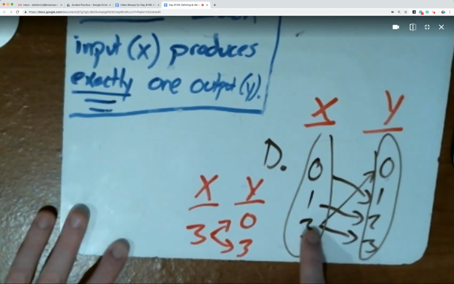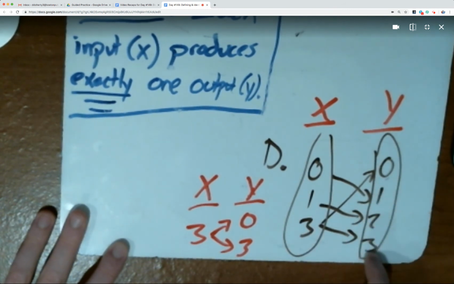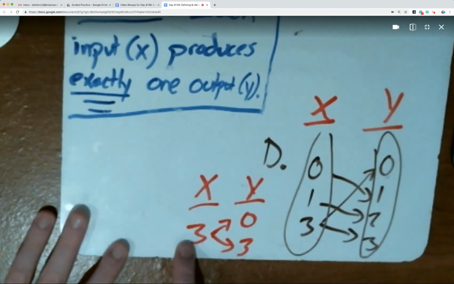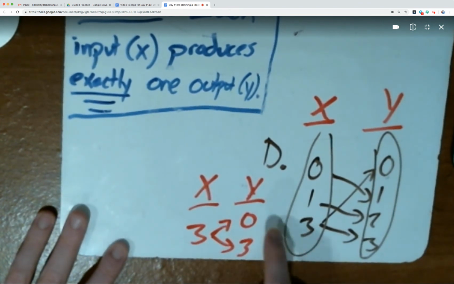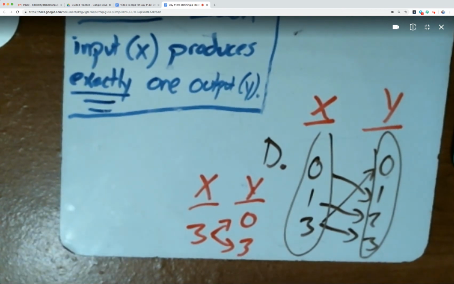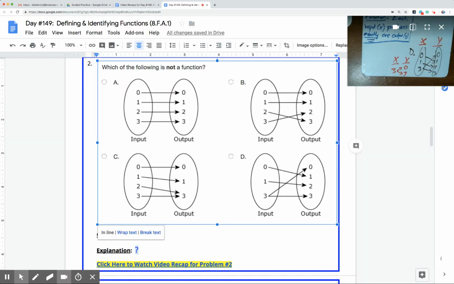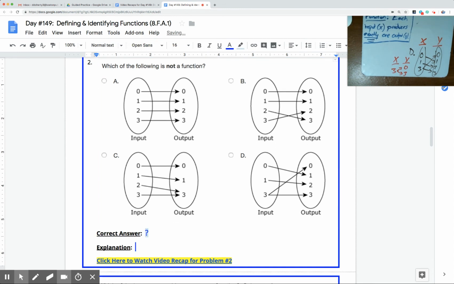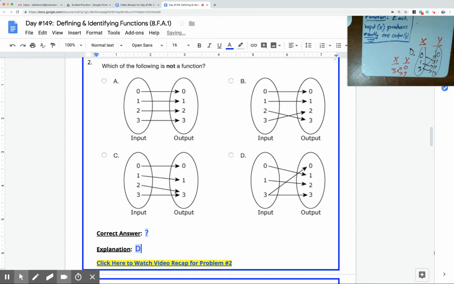So this is the type of mapping, the type of relationship where an x value, an input, produces 2 different outputs. When x is 3, we do not know if y will be 0 or 3. This is not a function. It's just some type of relationship that doesn't meet the definition of a function. So that's how we see answer choice D is correct, I would say, because the input of 3 produces more than one output.